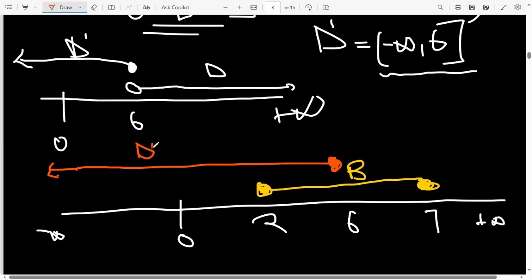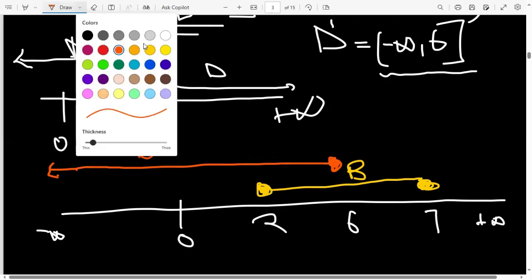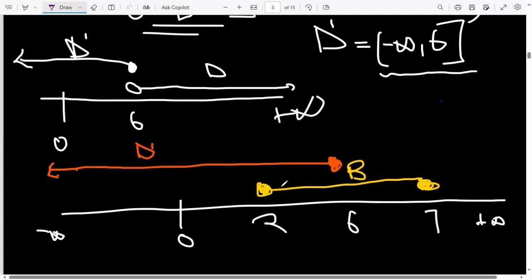Now what is the intersection between that D complement and the B? Just go where the lines overlap. Where this red line is overlapping with the yellow line, where the red line is on top of the yellow line. We know that that region will just be this region here. This will be our intersection.